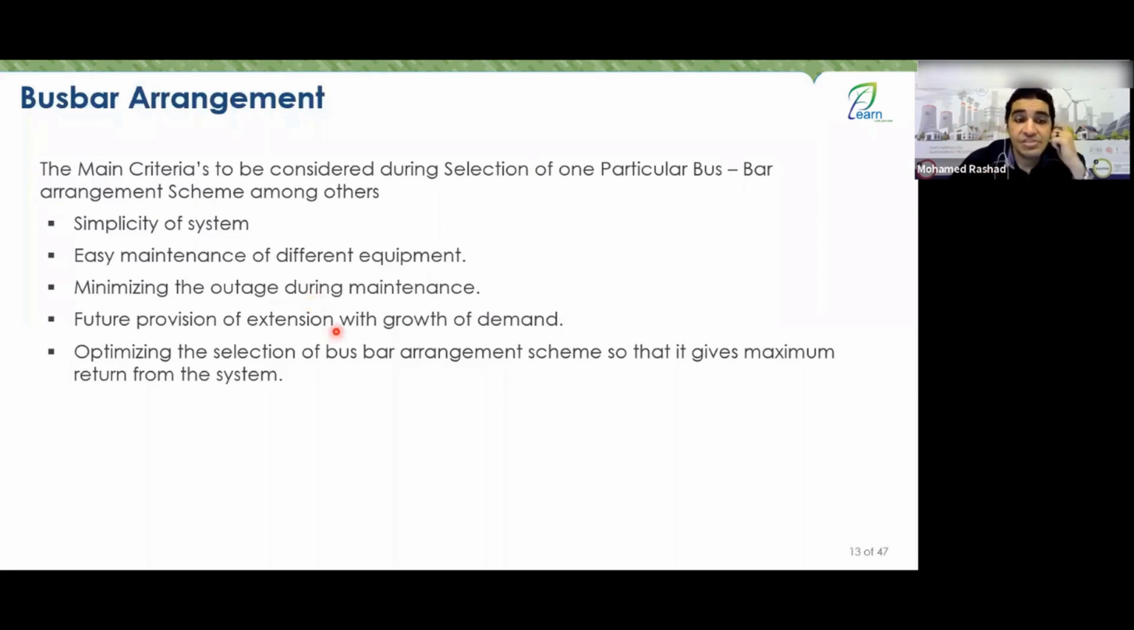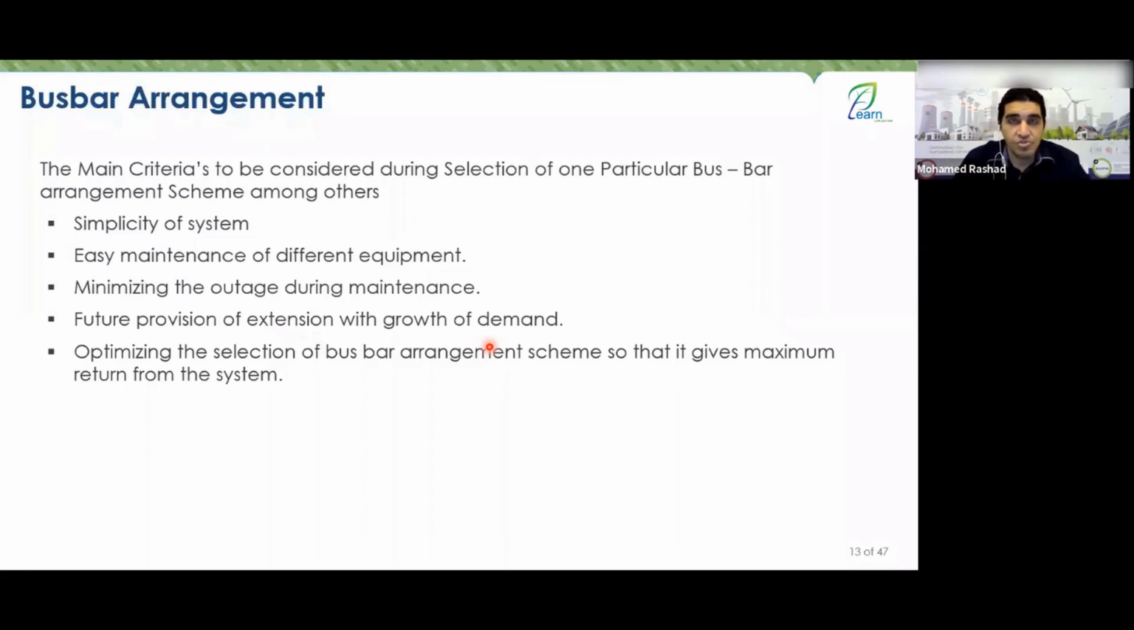Future provision of extension with growth of demand. What does this mean? It means that if you come in the future and want to add more, imagine a connection with 4 sockets only. If you brought 2 more devices, where would you connect them? This means it won't grant you the ability to expand further. Right, am I wrong? Very good.